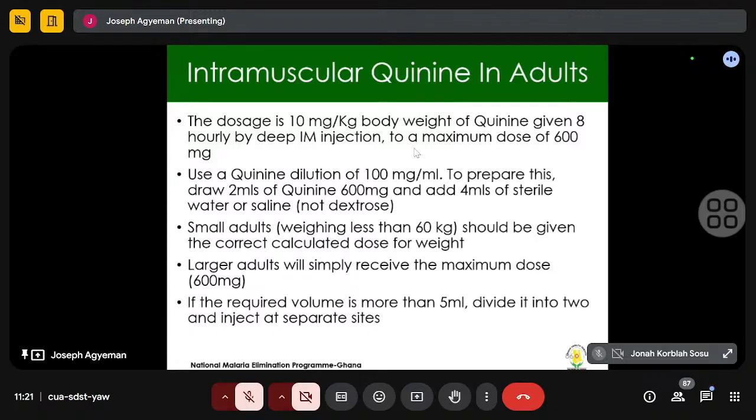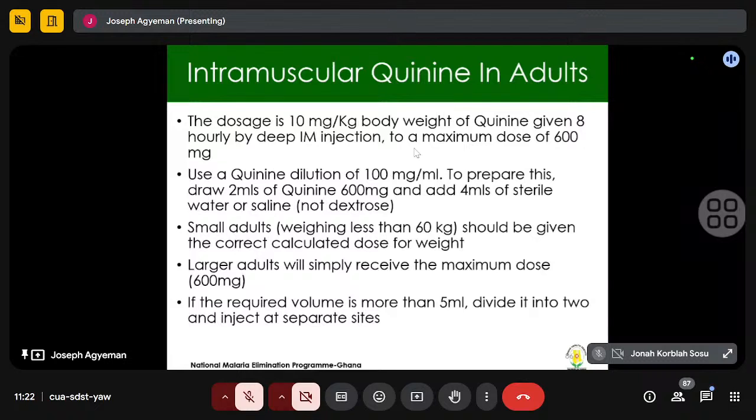So you add 4 mils, as she said, to the existing 2 mil containing 600 milligrams. So the volume alone will increase. The active ingredient will remain at 600 milligrams. So you are raising the volume from 2 mils to 6 mils by adding 4 mils to it. And the final volume will now be 6 mils, still containing 600 milligrams quinine. And if you break it down, it means each mil will now contain 100 milligrams. This is what you are supposed to do.